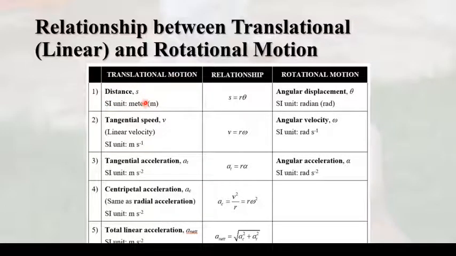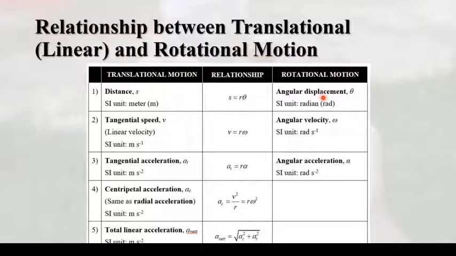In translational motion, we have distance or displacement, which uses the symbol S, and S has the unit meter. In rotational motion, we use angular displacement or angular distance, where the symbol is theta. The SI unit for theta is radian.